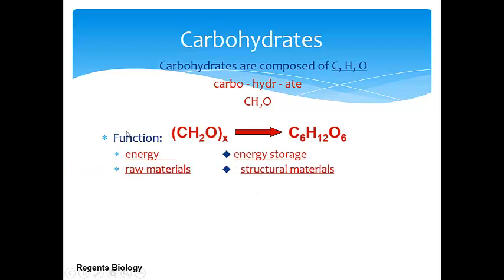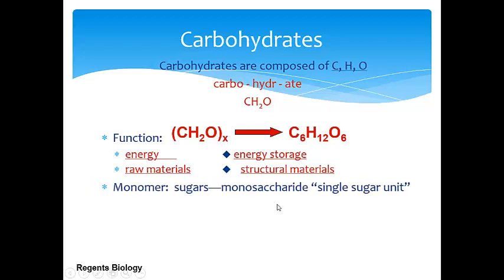So anyway, function: we have short-term energy. Carbohydrates provide short-term energy. They can also be energy storage. Animals store their energy, or humans anyway at least, in the form of glycogen. And plants store their energy in the form of starch. Both glycogen and starch are carbohydrates. They can be structural, if you think about the chitin I just gave you as an example, or cellulose. Cellulose helps make up the cell wall of plants.